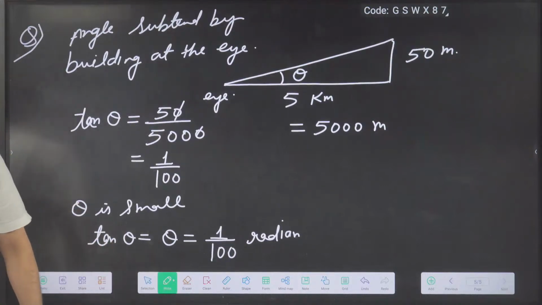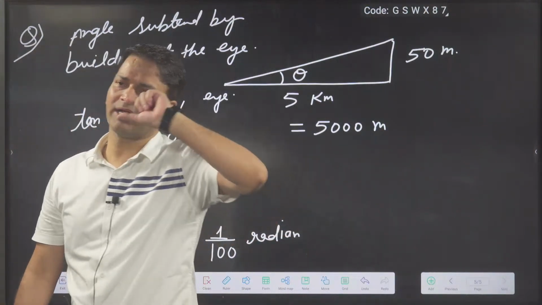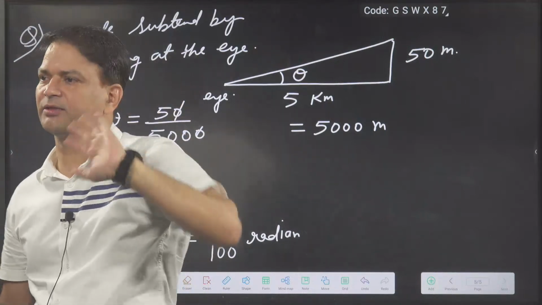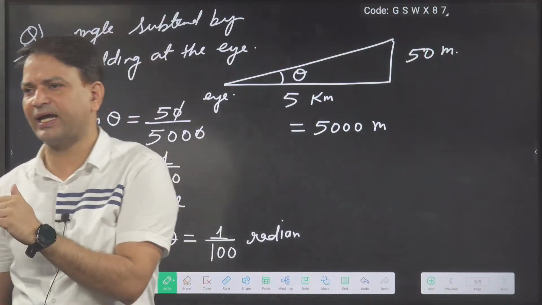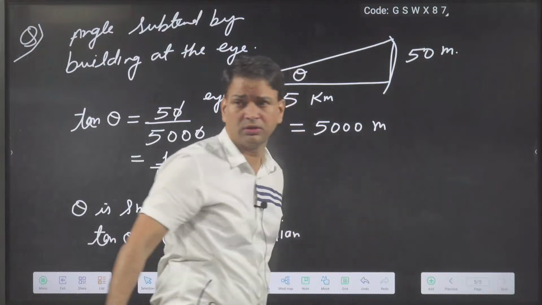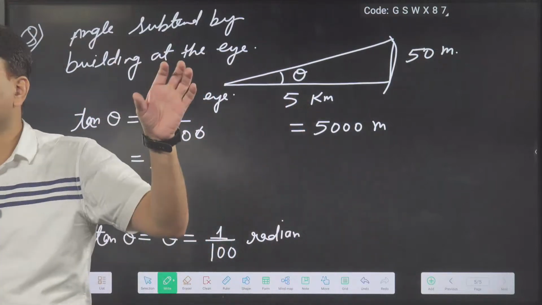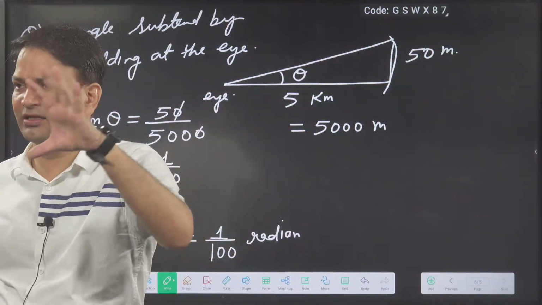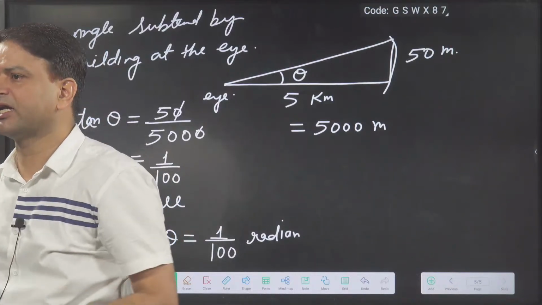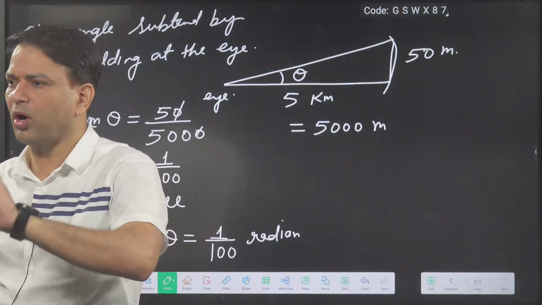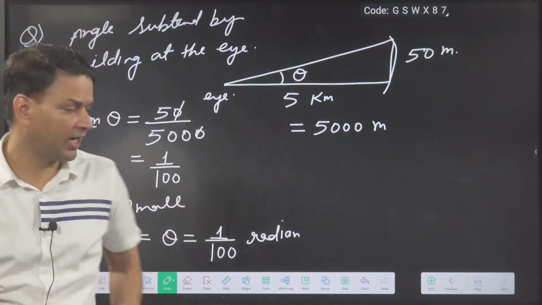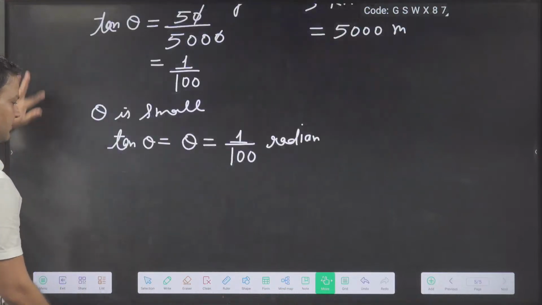There is another way also. As I said, when the angle is small, the arc length and the straight length both will be equal. Since the angle is small, we can take this as an arc also. In the figure I made the angle big, but that angle is small. So arc and straight length are equal. Now I can directly use the formula: angle is equal to arc by radius.